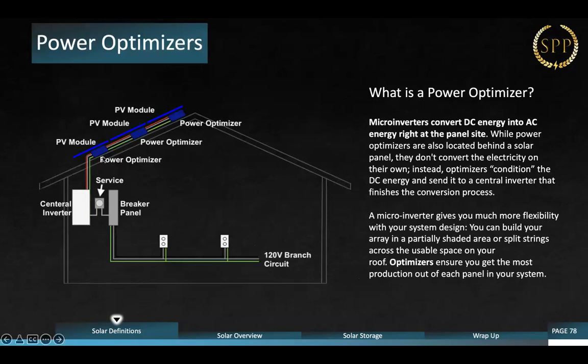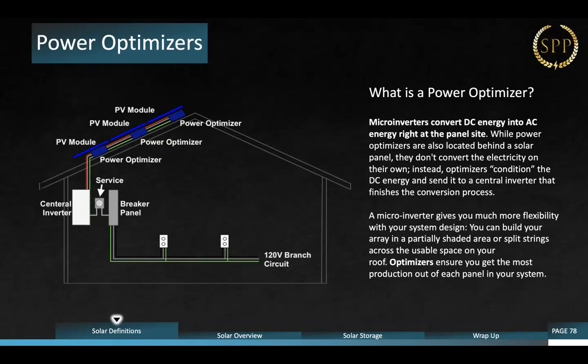Okay, so if you take a look, it looks a lot like the other one where we have an inverter, then we have a service panel. There's going to be a shutoff switch there, and then we have the breaker. Okay, but we still have these little things on the back. What is that? So microinverters convert DC energy to AC energy right at the panel. While power optimizers are also located on the back of the panel, they don't convert the electricity on their own. Instead, optimizers condition the DC energy and they send it to the central inverter to finish converting the AC energy over there.